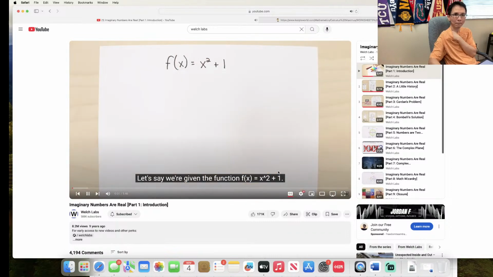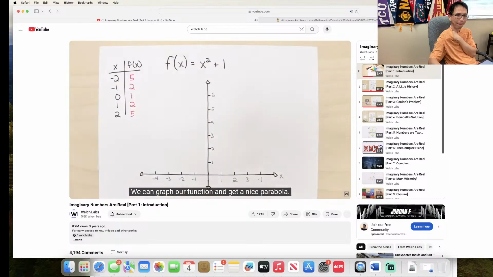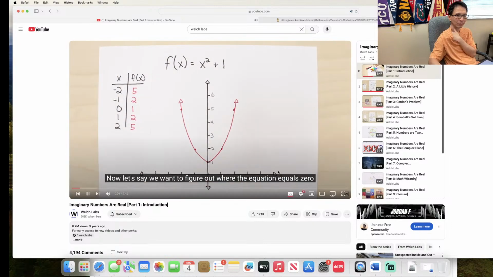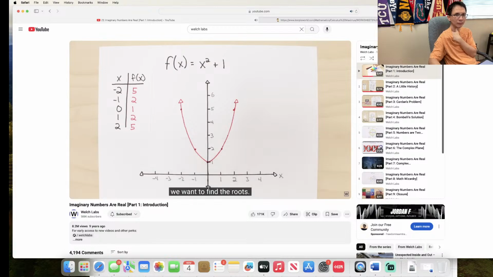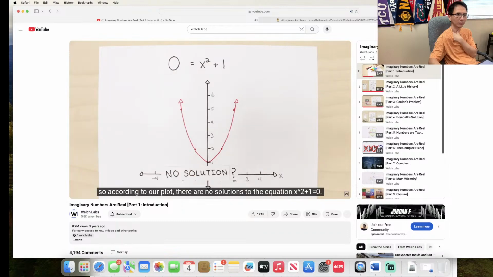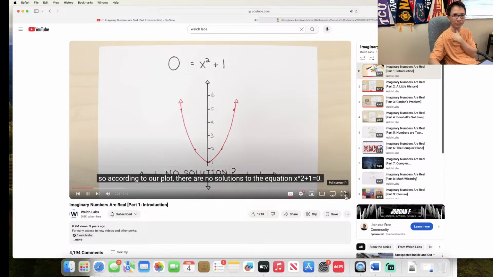Let's say we're given the function f of x is equal to x squared plus 1. We can graph our function and get a nice parabola. Now, let's say we want to figure out where the equation equals 0. We want to find the roots. On our plot, this should be where the function crosses the x-axis. As we can see, our parabola actually never crosses the x-axis. So according to our plot, there are no solutions to the equation x squared plus 1 is equal to 0.